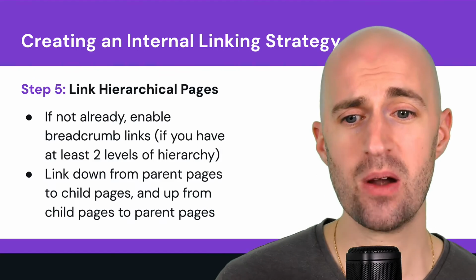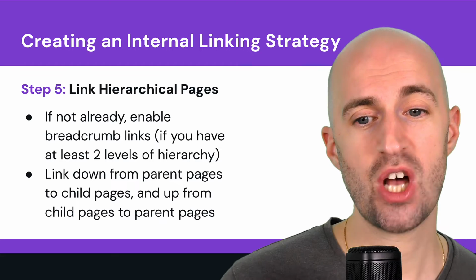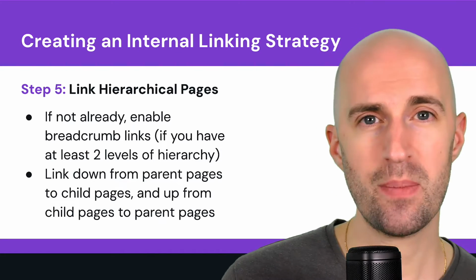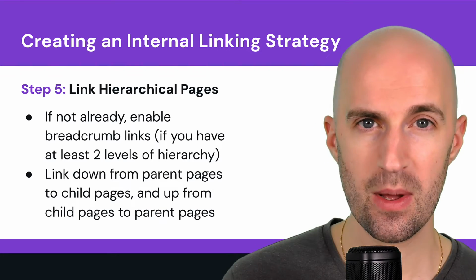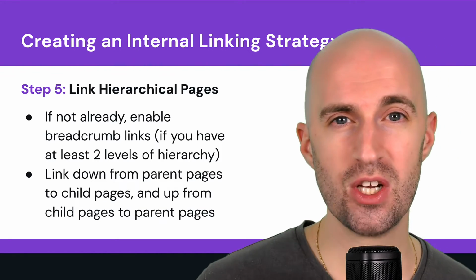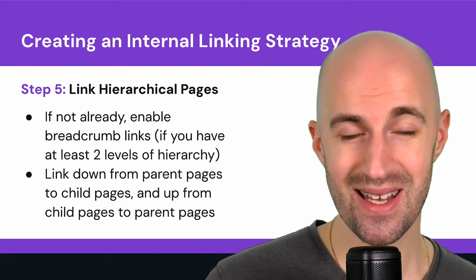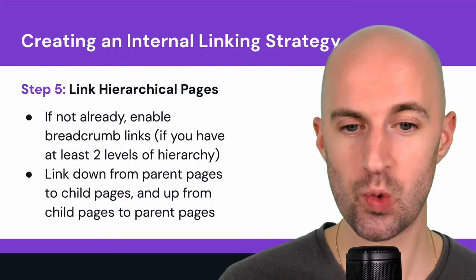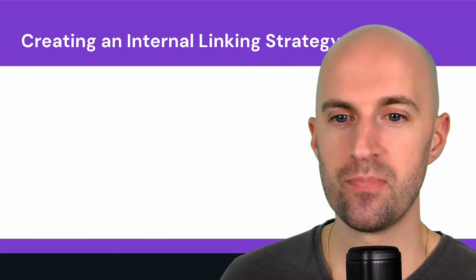So link down from the parent pages to the child pages, and also don't forget to link up from the child pages to the parent pages. So obviously from child pages to parent pages, breadcrumbs cover that, but also remember from parent pages, like category level pages, make sure to link down. And generally, if there's like a blog category, generally it lists all the articles in that category and it automatically links them because it lists a link to each one. So that's fine, but just keep an eye out if you do that manually.